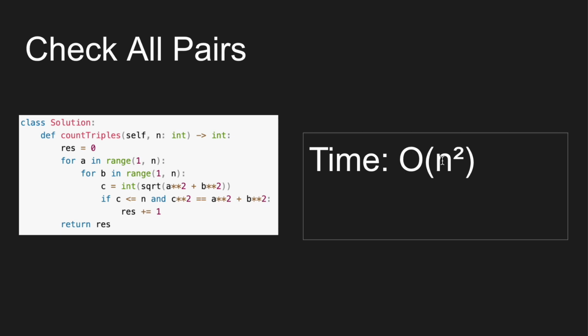If we solve it this way, it will take about O of n squared time, where n is the input n, because we will have to loop through a, and within each a, we will have to loop through all the b's, which will take n time again, so that's why it's n squared. So there's another way to solve it more efficiently, and we can go over that right now.